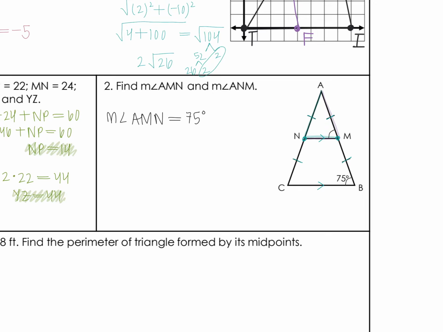And since I noticed that triangle ANM, that whole small triangle right there, is going to be an isosceles triangle, I can say that this angle over here, which is that angle ANM that they wanted, is also 75 degrees.